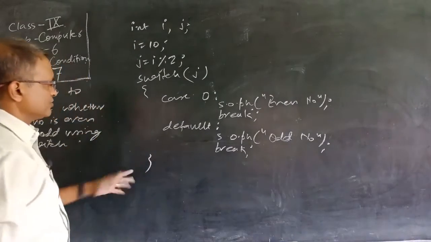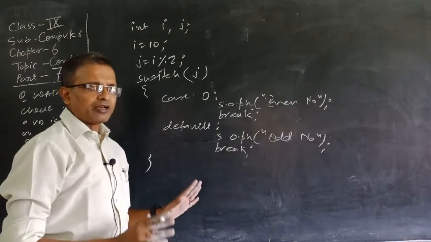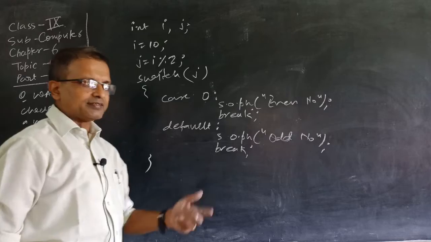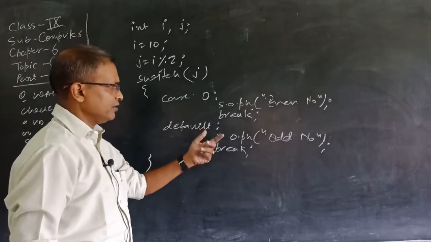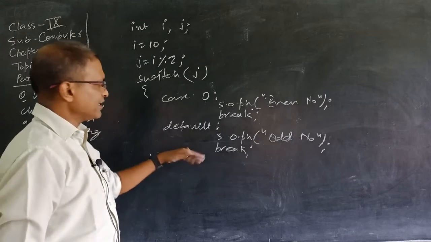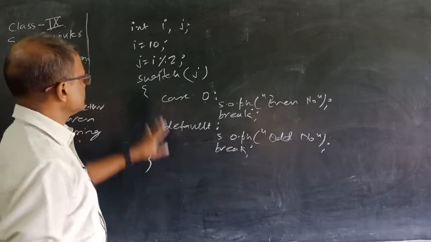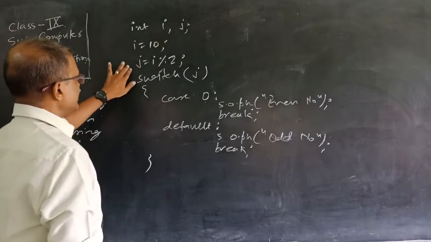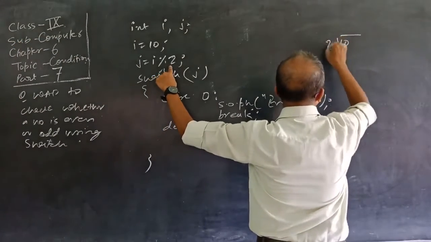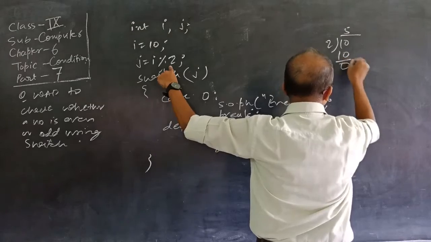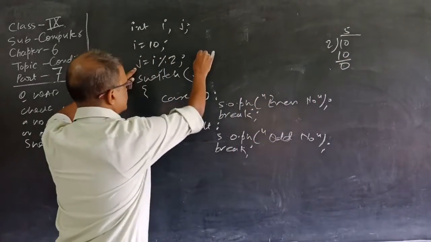Okay, now close switch. Here in this program I would like to give you a concept of what happens if we don't use break here. What happens if we don't use break? The compiler will give you an error, or will get something else. So suppose i equal to 10, j equal to 10 modulus 2. If you divide 10 by 2, you will get the remainder: 2 fives are 10, remainder 0. So the value of j equal to 0.